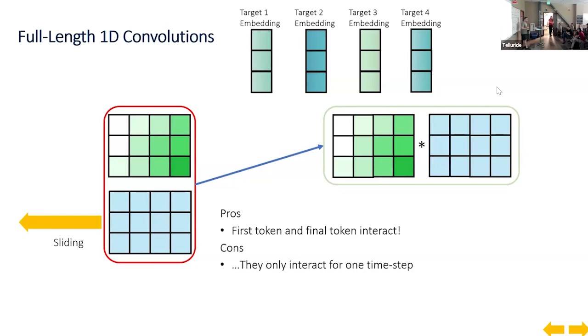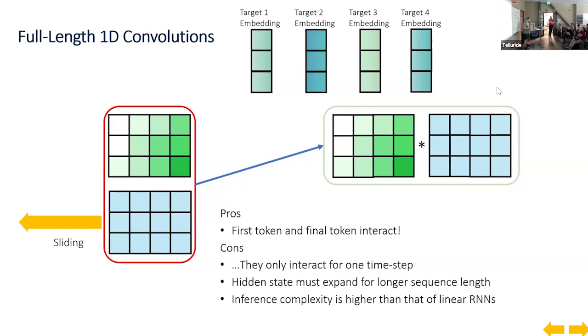Another problem is the hidden state. Even if I recast this as an RNN, in either case I'm going to have to expand the dimension size of my hidden state to include all of these various target embeddings. If I have a much longer convolution, I have many more target embeddings, and those are going to be smushed away into a multi-dimensional hidden state. It's not as expensive as matrix-matrix multiplication, but it's also not as cheap as a linear RNN. So your inference complexity is a little higher than that of an RNN.